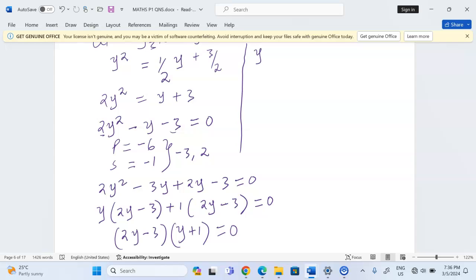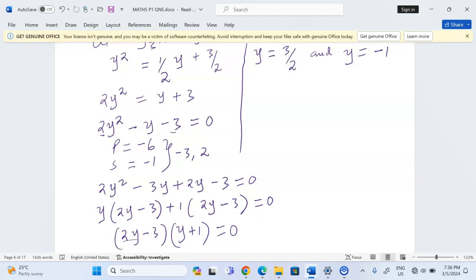And that means the value of y is equivalent to, when we take 3 to the other side, we remain with 2y equals to 3. So that will remain with y equals 3 out of 2. And y is also equivalent to, we take 1 to the other side, so y is equivalent to negative 1.